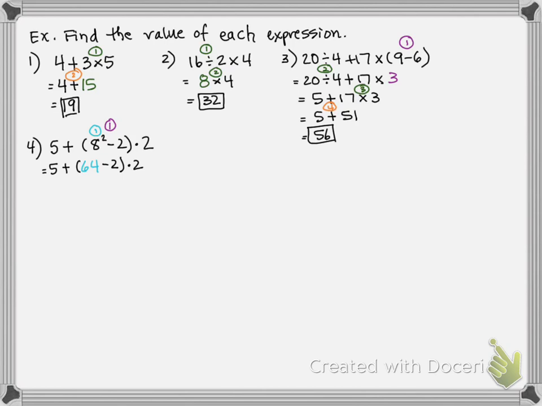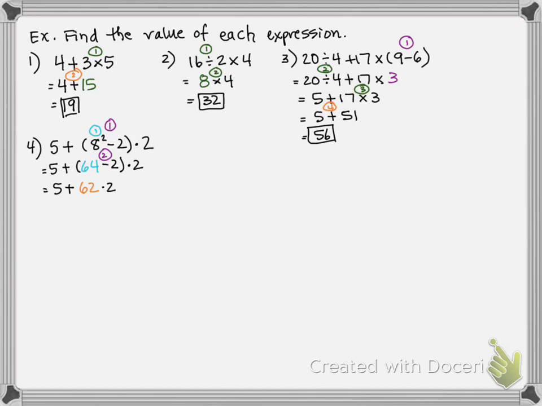Then I still have the grouping symbols, so that's still going to be my second thing. And this time, though, I'm going to be actually subtracting because that's what's there. So I have 5 plus, and then 64, I'll make them orange. 64 take away 2 is 62. And then write out the times 2.